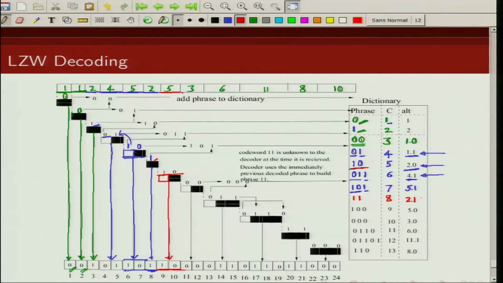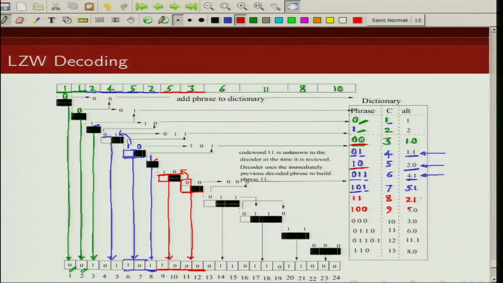Next, I will try to decode 3. What is 3? 3 corresponds to 0, 0. So this is decoded as 0, 0. Now what's the innovation symbol here? The innovation symbol here is 0, and the previous phrase was 1, 0. So I add this innovation symbol and add this new phrase to my dictionary. I am going to add 1, 0, 0 into my dictionary, and that's my code word number 9.